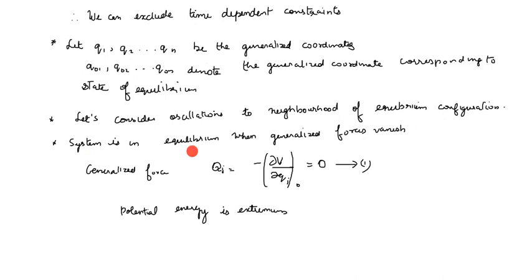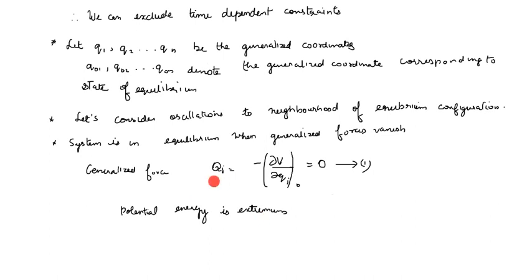Now, system is in equilibrium means the forces acting on the system are zero. Here we can write the generalized force in Lagrangian mechanics, which is given as a derivative of the potential. Dou V by dou Qj is the generalized force, which in a conservative system is equal to 0 for equilibrium condition, which means at equilibrium condition potential energy is extremum.